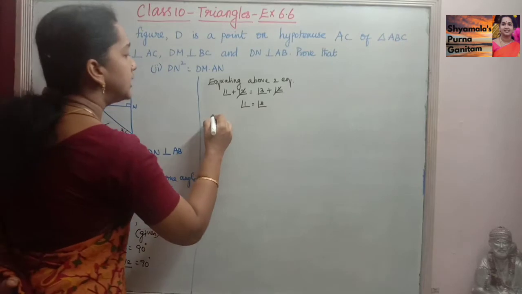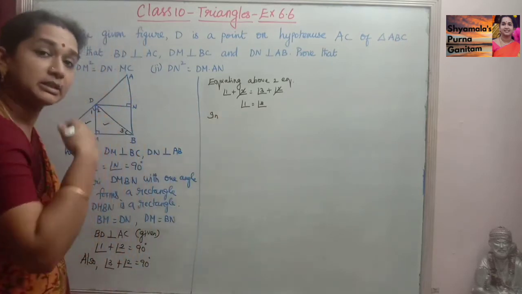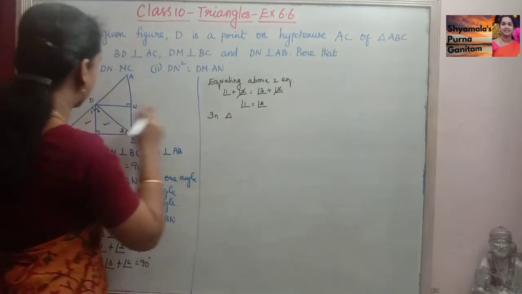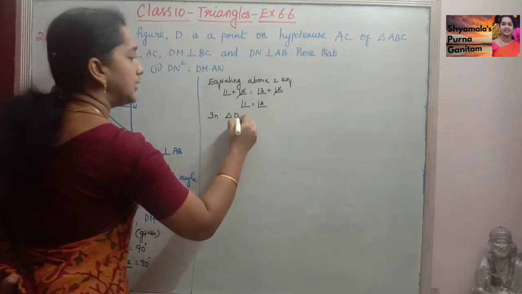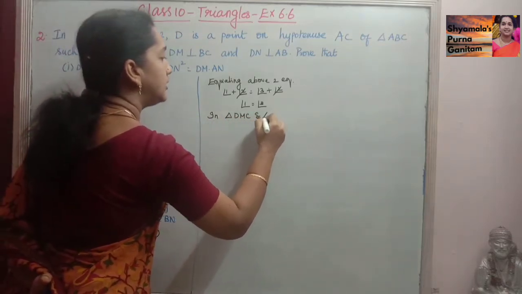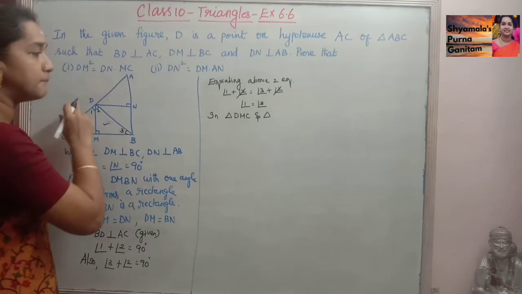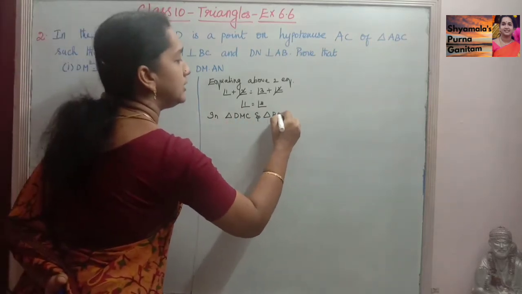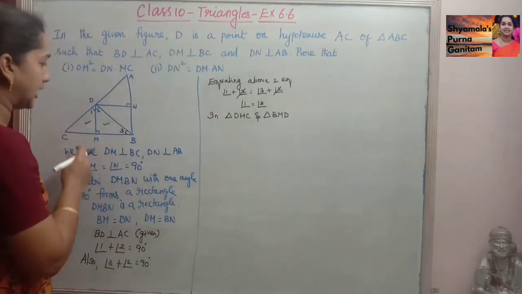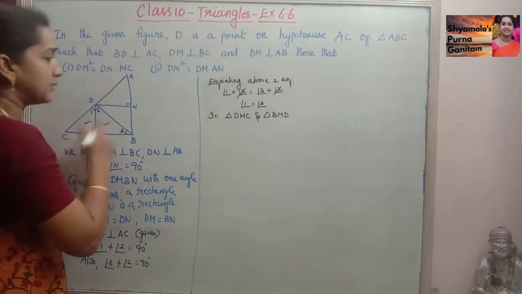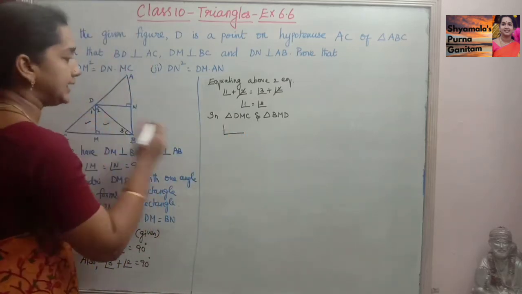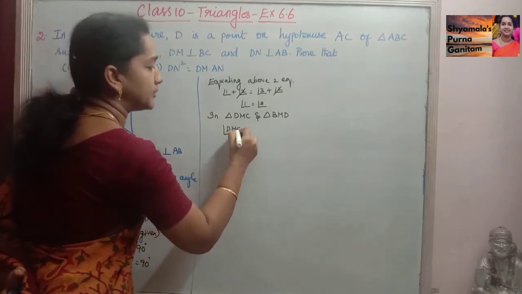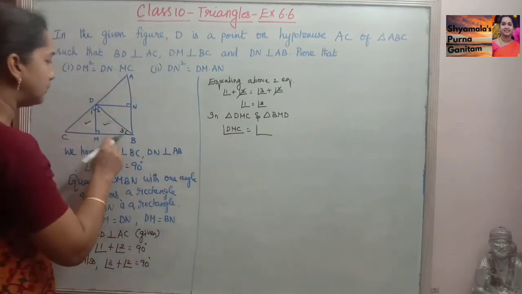So now we will take the triangles and show the similarity. So in triangle DMC and triangle BMD, angle DMC is equal to angle BMD.